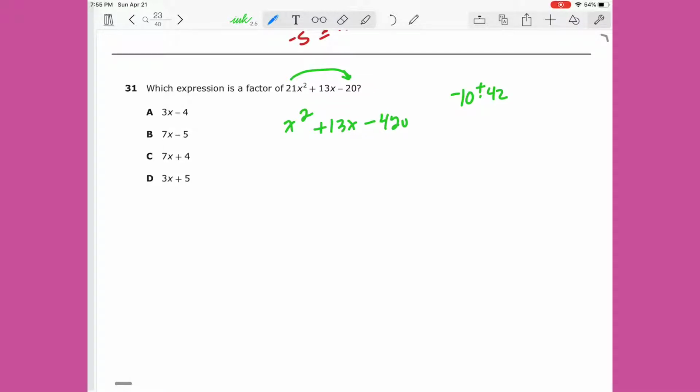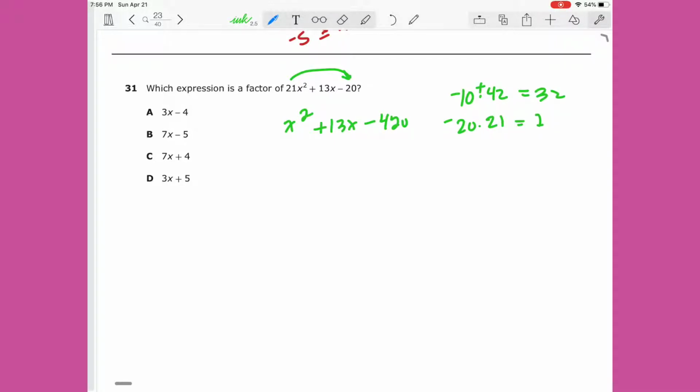420 divided by 12, of course, or 21. We know we have 20 and 21. Of course, that will equal 1. 420 minus 10 will give us 32. So none of those will give us the sum of our b. Remember, we're looking for the factors of our third term that will add up to our middle term.